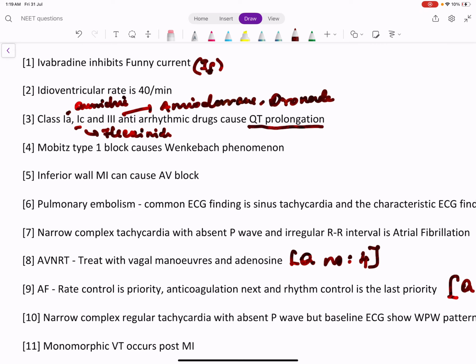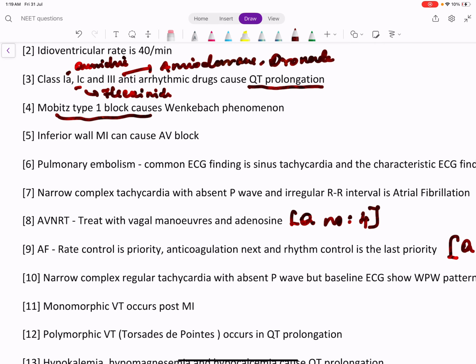Remember, Class 2 is beta blocker, Class 3 is potassium channel blocker, and Class 4 is calcium channel blocker. Mobitz type 1 AV block causes the Wenckebach phenomenon, which is progressive prolongation of the PR interval followed by a dropped beat.